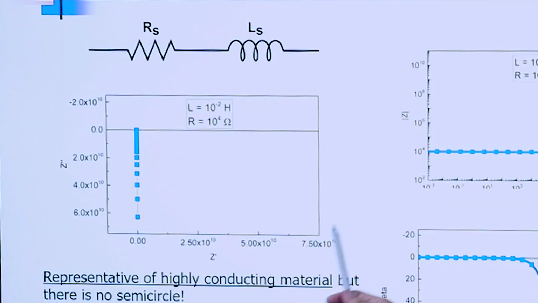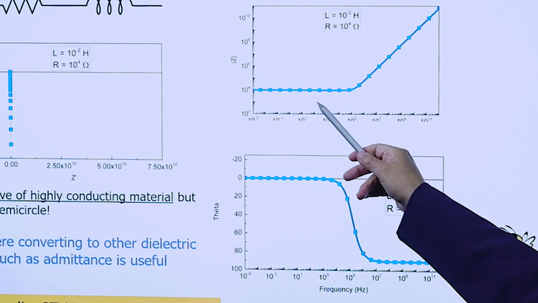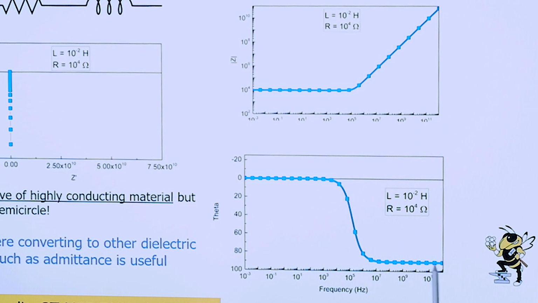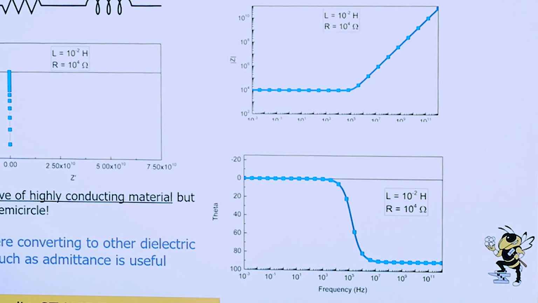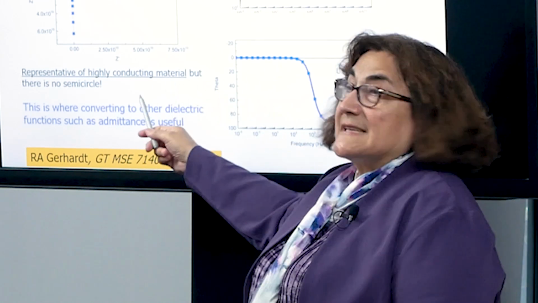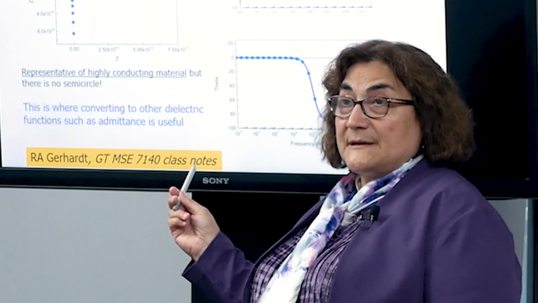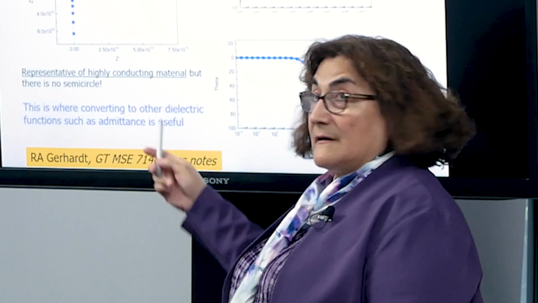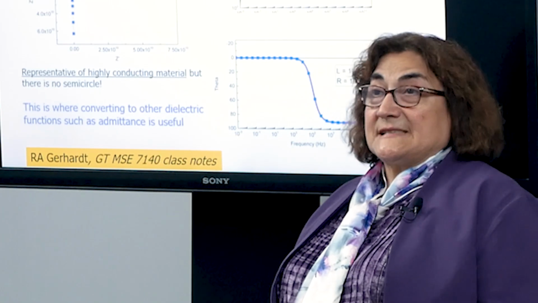Okay, so I have given you a lot of information about the parallel circuits. So let's say a little bit about series circuits. When we have a resistor and an inductor in series, if we plot the complex impedance, we no longer have semicircles. We get this line going into the fourth quadrant. If we look at the magnitude of the impedance vector and the theta angle, we see the trends that we have seen before. I want to state that this is representative of highly conducting materials, and it is observed in a number of situations. But we don't see a semicircle.